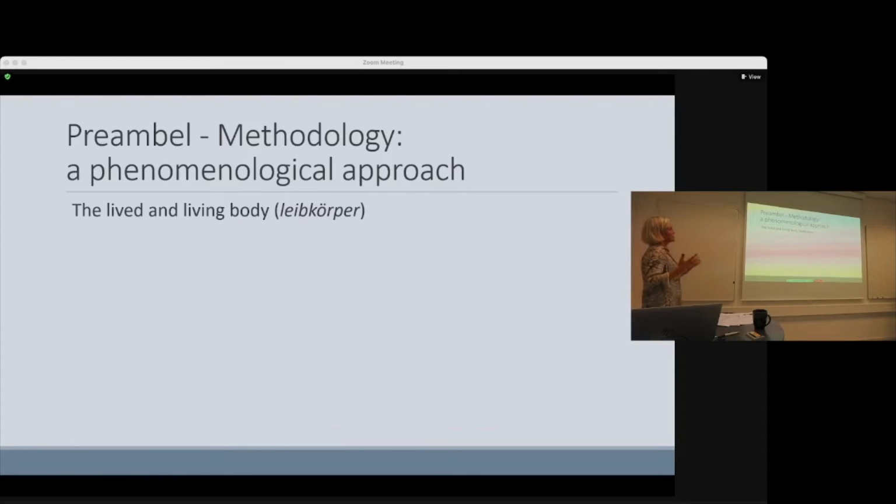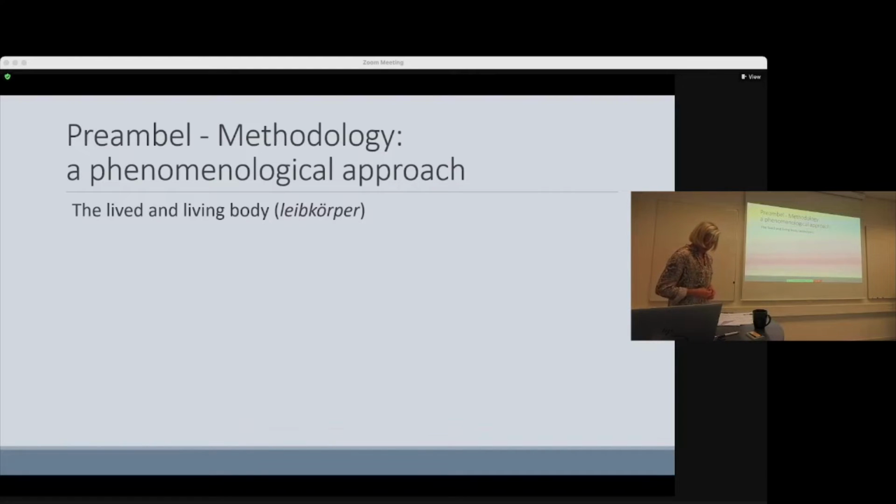Okay, then on methodology, that was the other part of the preamble. The lived and the living body is central to this analysis. So while Körper refers to our physiological, neurological and skeletal beings, Leib concerns how we experience the body as a physical matter in our everyday lives. It's specifically Leib who refers to the lived body.